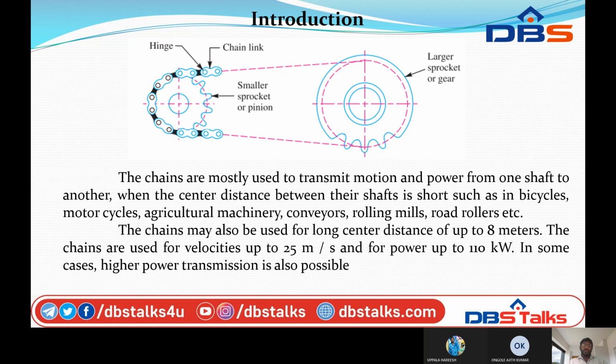The chains may also be used for long center distances up to 8 meters. So the distance between the two shafts, the center distance, can be 8 meters. The chains are used for velocities up to 25 meters per second and for power up to 110 kilowatts. In some cases, higher power transmission is also possible.